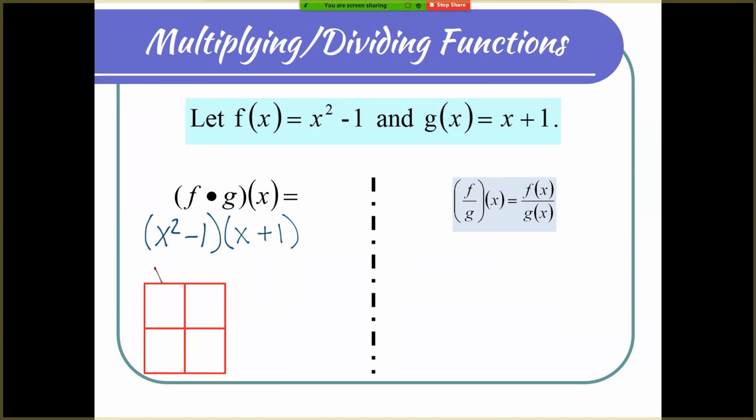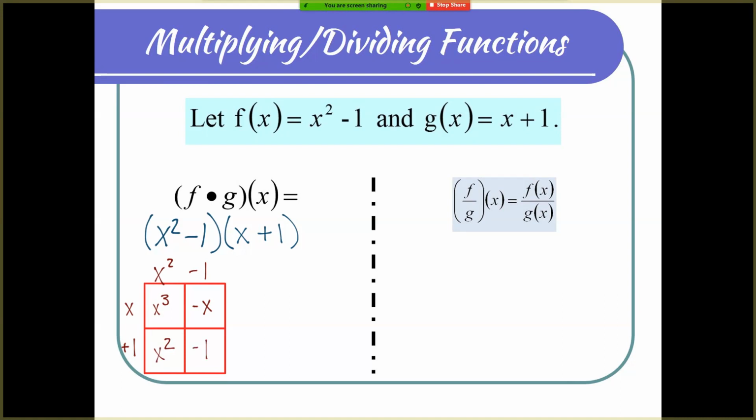I'm just going to set up a box real fast. So x squared minus 1 times x plus 1. And then multiply your corresponding parts. So x times x squared is x to the third. Negative 1 times x is negative x, or negative 1x. 1 times x squared is x squared, or 1x squared. And 1 times negative 1 is negative 1.